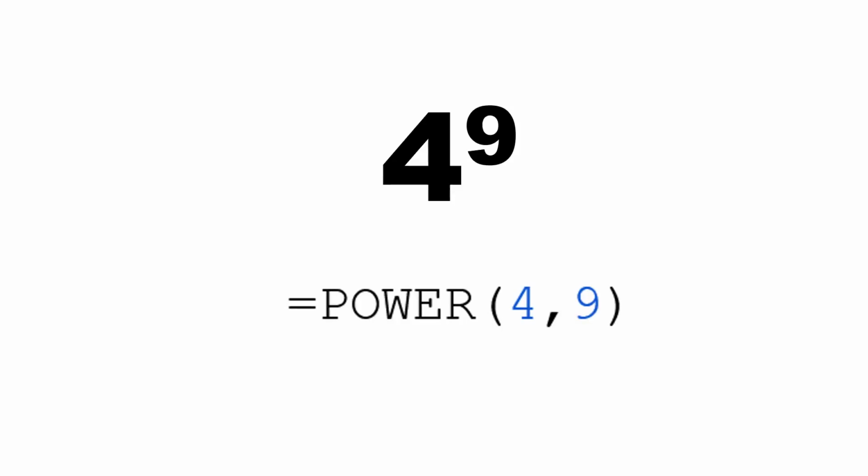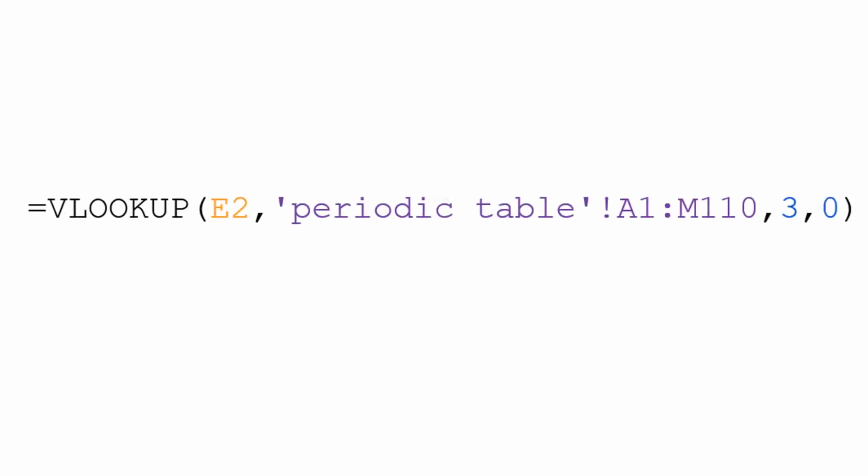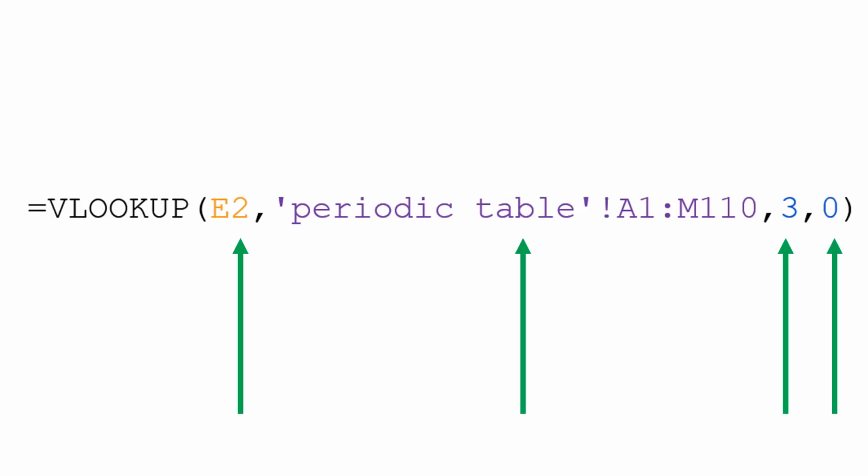Say, for example, you want Excel to calculate 4 to the 9th power. You would enter equals POWER, open parentheses, 4 comma 9, close parentheses, and hit enter. The 4 and the 9 are the arguments of the power function, and they are separated by a comma. Well, the VLOOKUP has 4 arguments instead of 2, which are all separated by commas. Let's look at these one at a time.